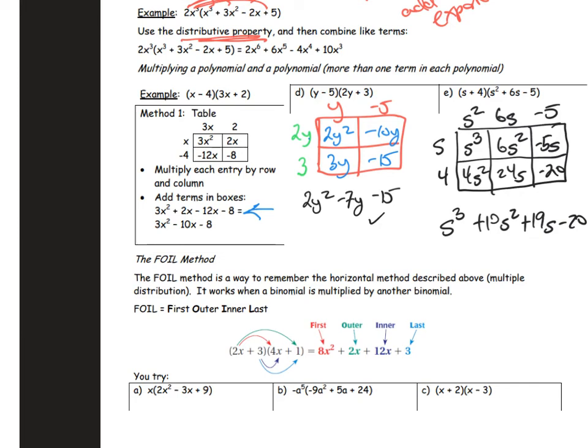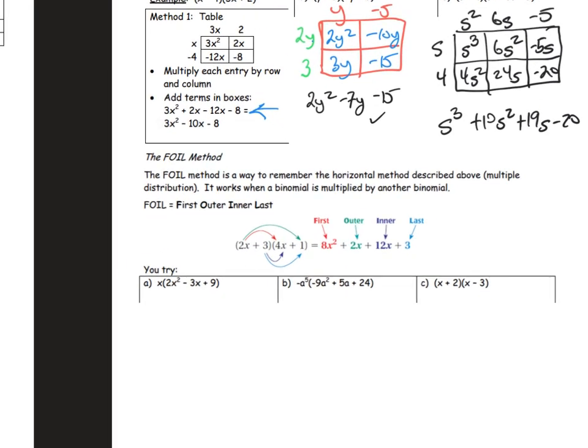Now FOIL is the other method. You can distribute. So FOIL stands for first, outside, inside, last. It's very color coordinated below. I will do it with option C on our last example for you. So you can read through that and check it out. I will do option C actually both ways for you.